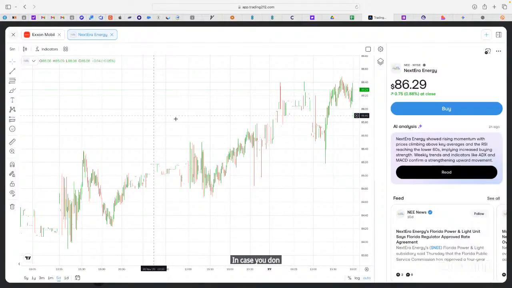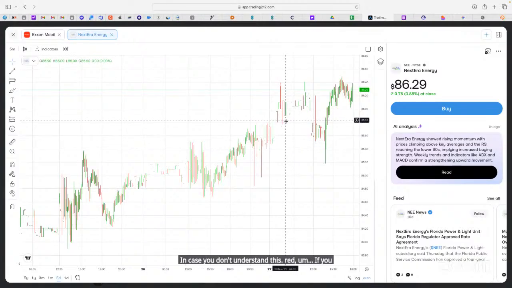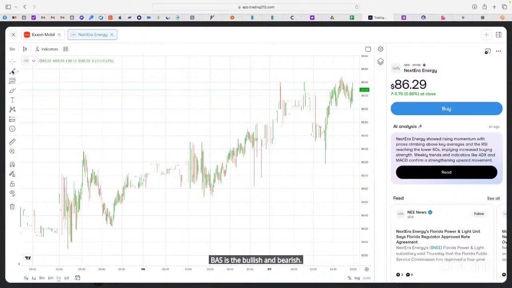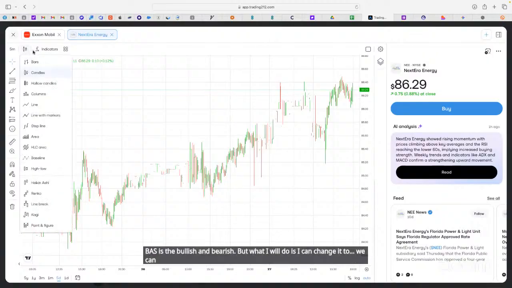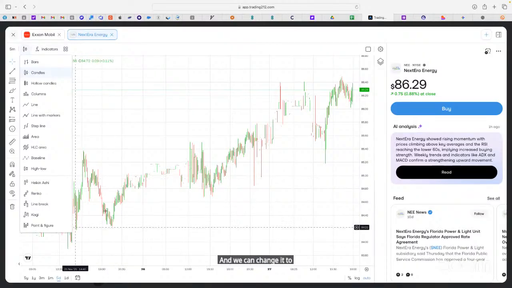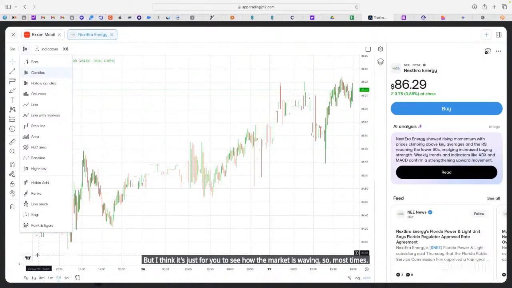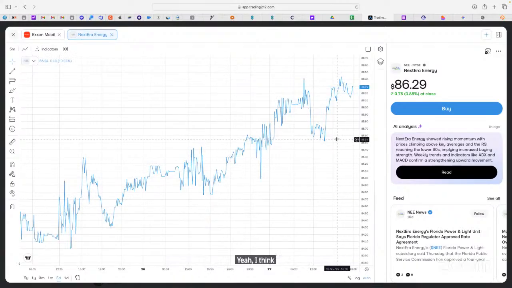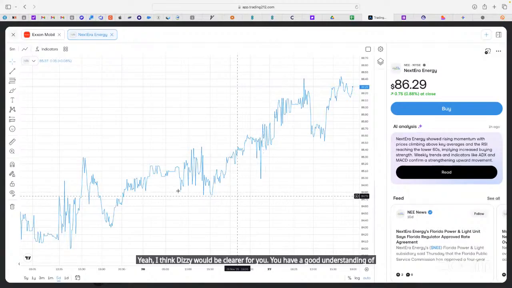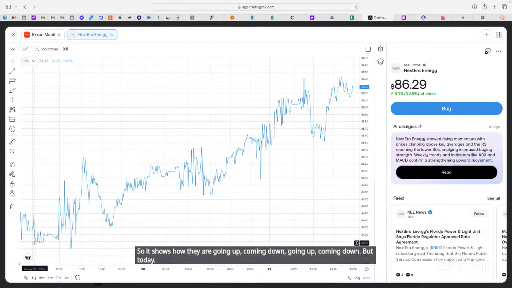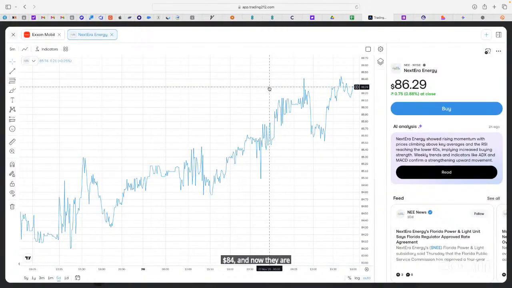In case you don't understand these red and green bars, they are the bullish and the bearish bars. But what I can do is remove the bars and change it to the trend format. But I think it's just for you to see how the market is waving. Then, yeah, the next one, okay, this is the line one. I think this will be clearer for you to have a good understanding of how this works. So this is the line graph. It shows how they are going up, coming down, going up, coming down. But today, in the last 5 days, they started as low as $84 and now they are $86. So this is an opportunity for us to study this critically.